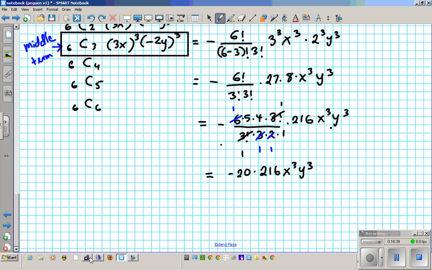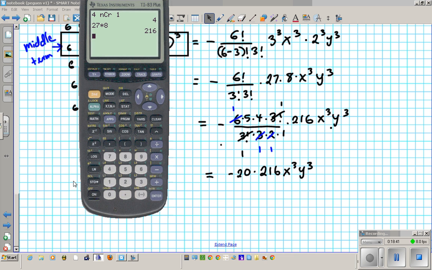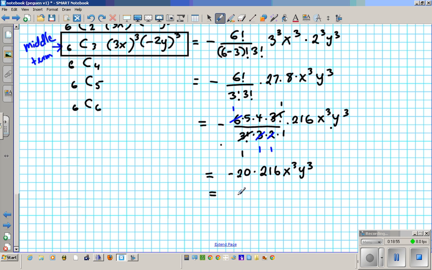Alright, when you times everything together, we're going to have 20 times 216, 4320. Okay, so our answer is going to be negative 4320, x to the third, y to the third. Okay, so you can see what took most of the time is evaluating this by hand, right? If you did it with a calculator, it would have been pretty much quick, right? It would have been quicker. But doing it by hand, this took some time.